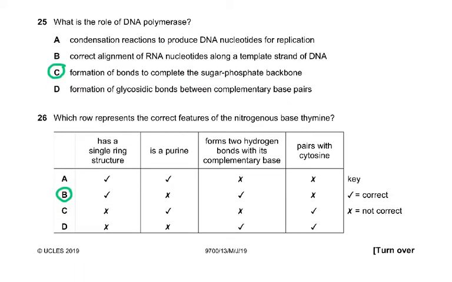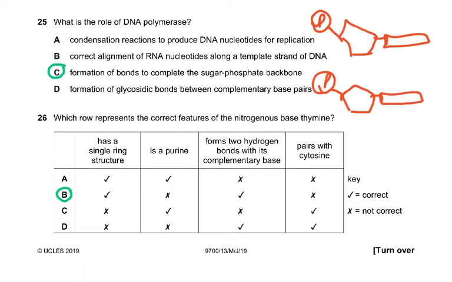Then we come on to question 25. Question 25 says, what is the role of DNA polymerase? Condensation reactions produce DNA nucleotides for replication. No, that doesn't make sense, it doesn't produce DNA nucleotides. It joins the DNA nucleotides to form a DNA polymer. Correct alignment of RNA? Well, RNA is not part of it, so let's not even look at the RNA ones. Then formation of bonds to complete the sugar phosphate backbone. Yes, this is what it does.